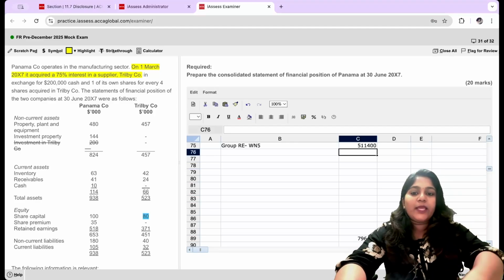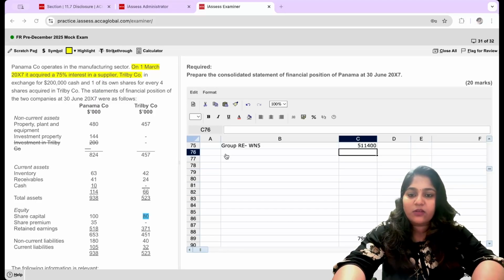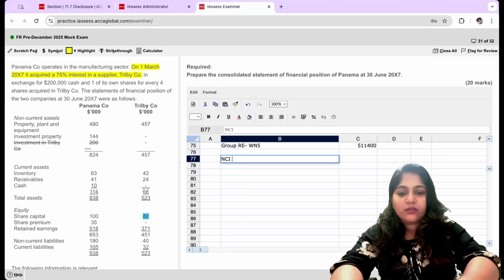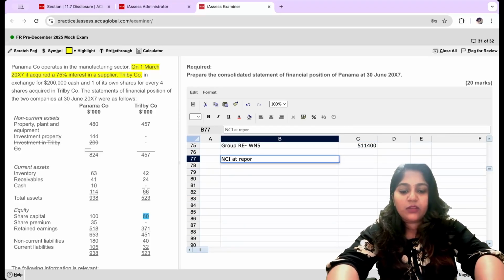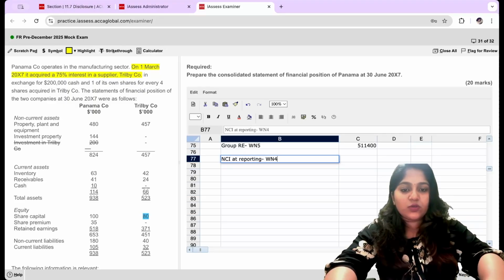Then non-controlling interest is there. We have to find the non-controlling interest in a place. You can leave one space and write it, but it's fine. Non-controlling interest at reporting date coming from working note number 4. We have calculated and kept it, so it's going to be easy for us.